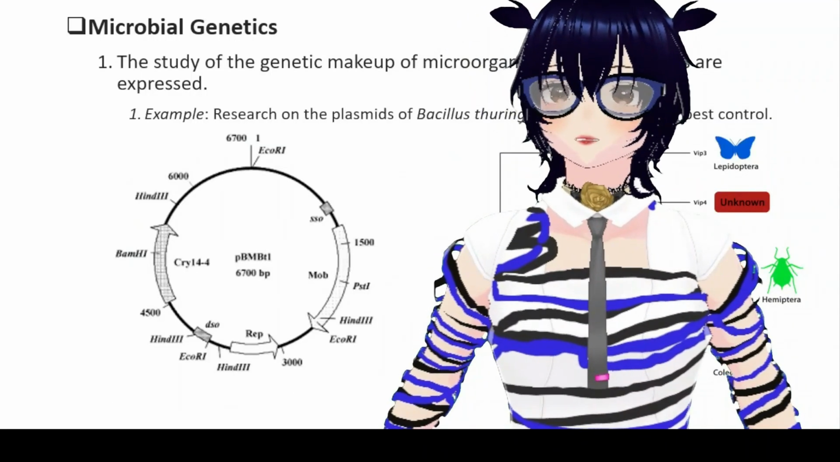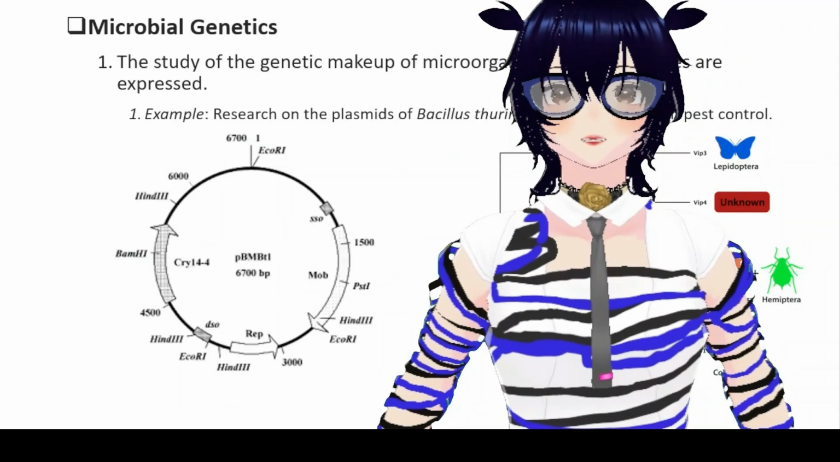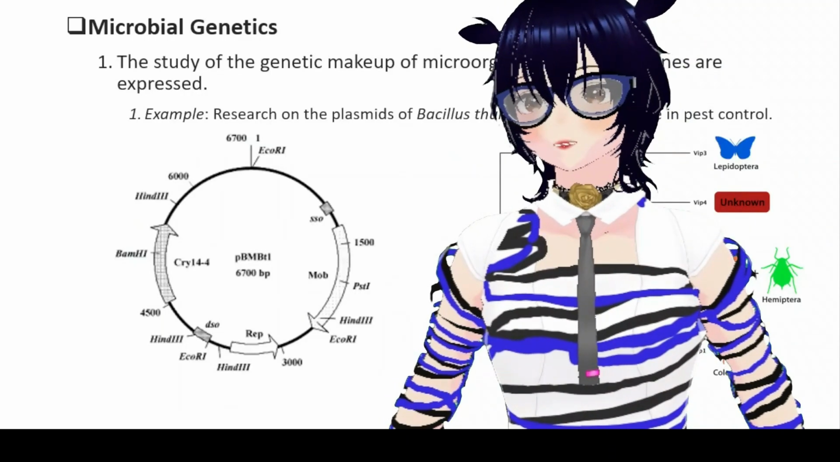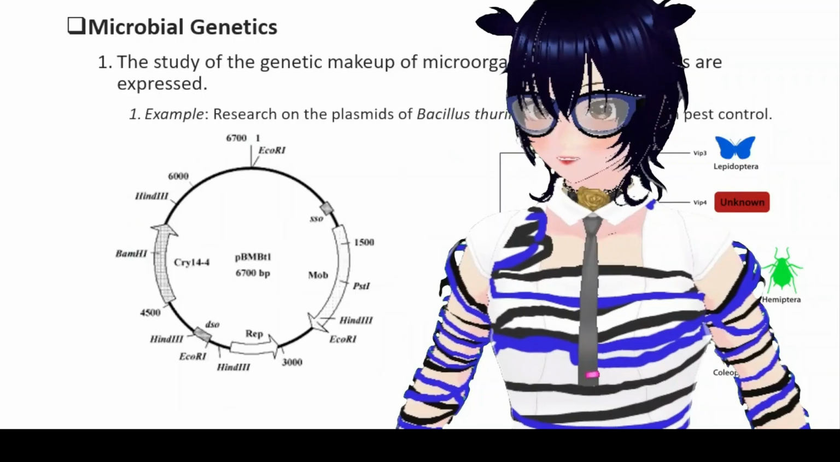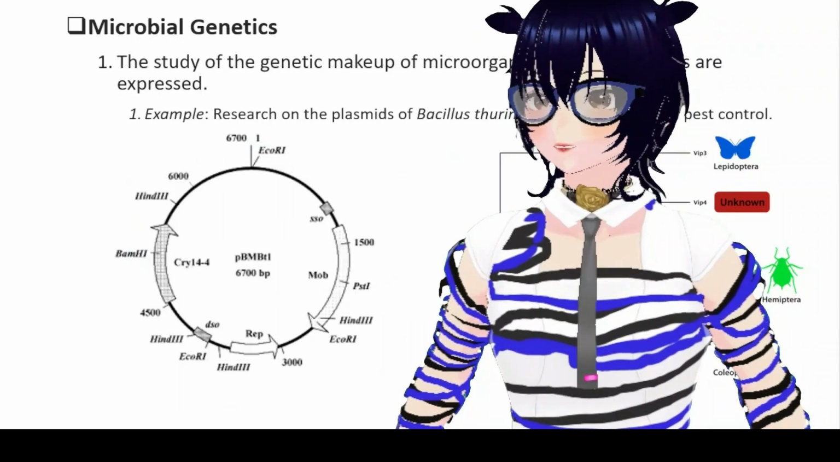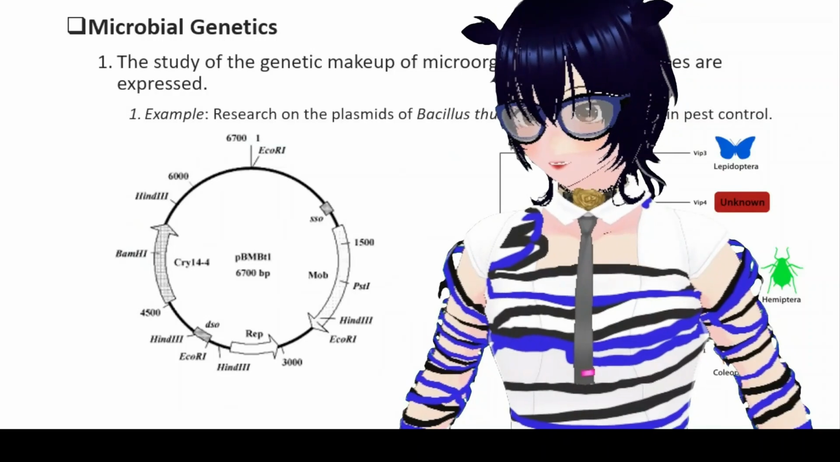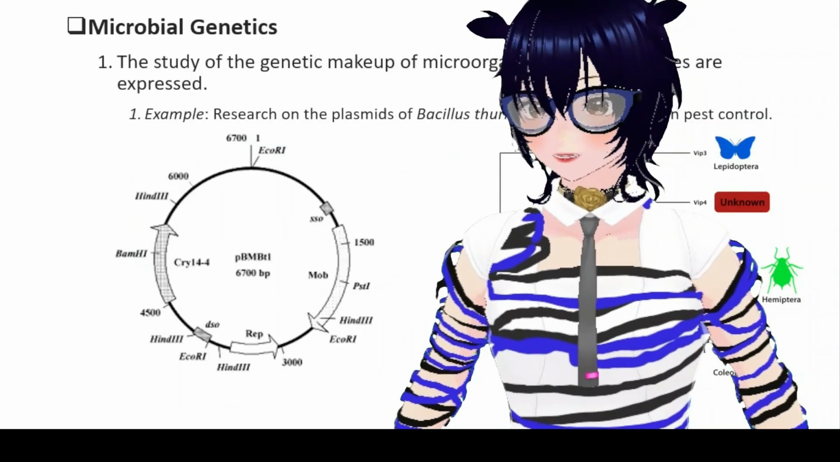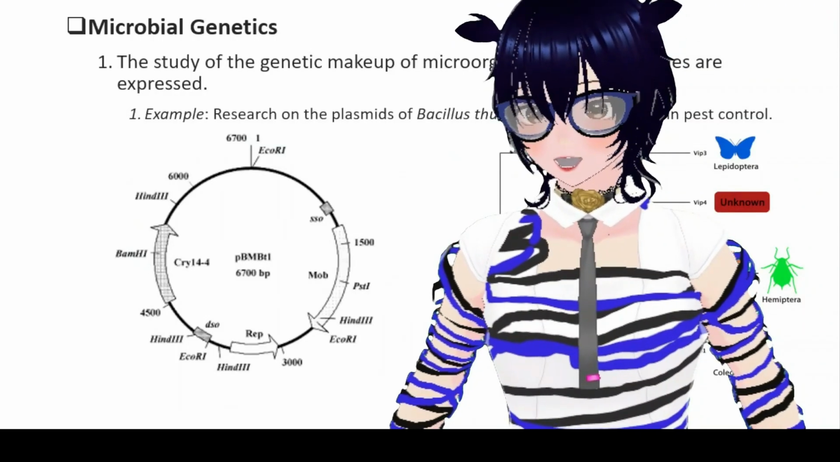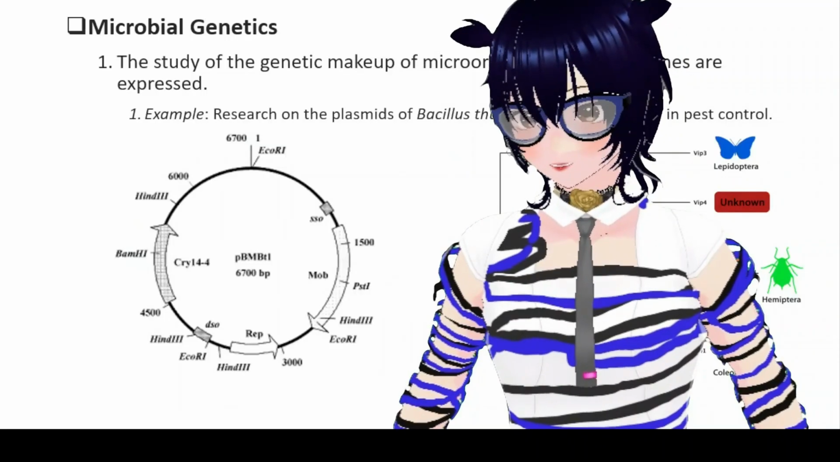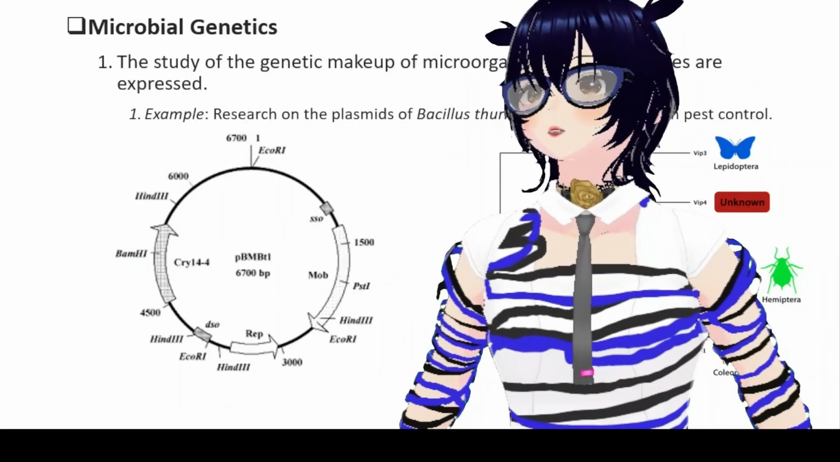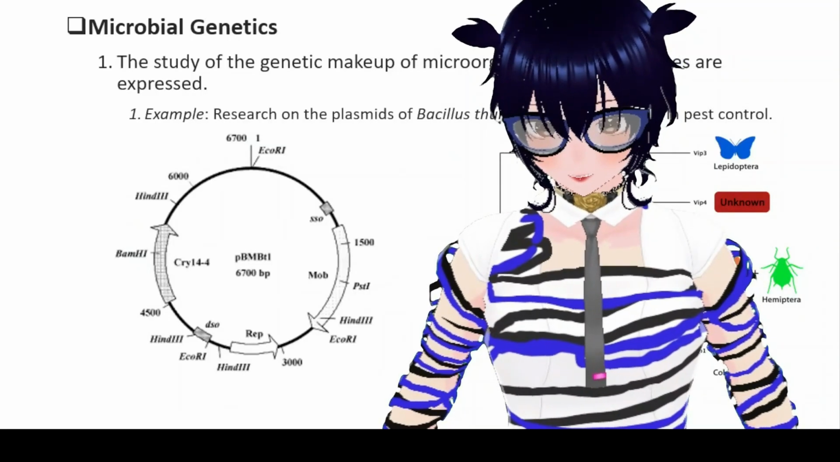A simple example of the property of a plasmid is Bacillus thuringiensis, a bacterium that has a plasmid, and its plasmid has the ability to produce toxins, okay? But don't worry, the toxins are not for us human beings. They are for the organisms that cause distress to human beings. So of course we have to get rid of them.